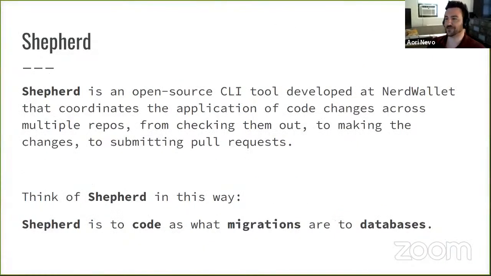So finally, we get to the definition of Shepherd. Shepherd is an open source CLI tool developed at NerdWallet that coordinates the application of code changes across multiple repos, from checking them out to making the changes to submitting pull requests. So think of Shepherd in this way. Shepherd is to code what migrations are to databases. For those of you who have worked with migrations for databases, this will feel a lot like that.